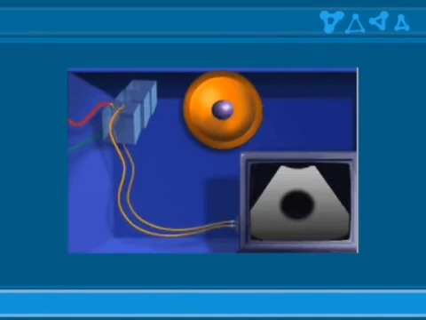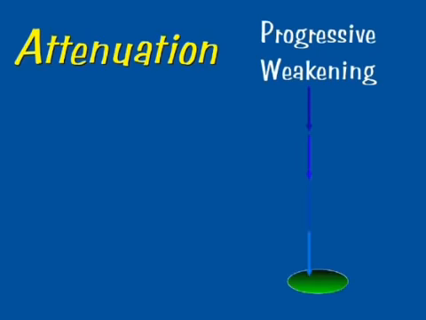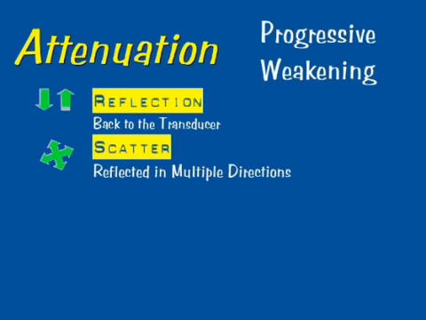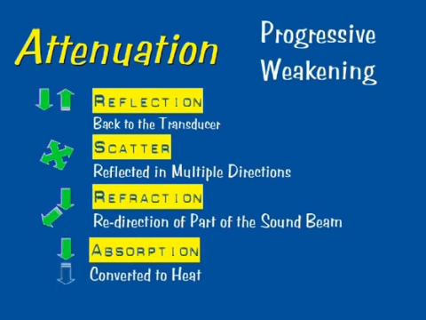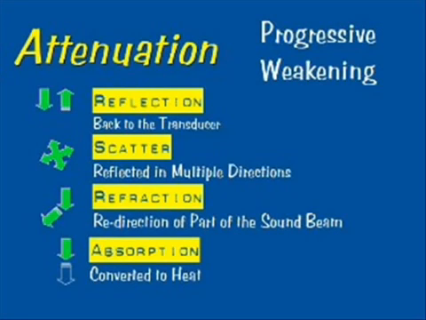The fate of ultrasound in the tissue determines what we see on the screen. Ultrasound is attenuated progressively as it goes through the tissue. It can be reflected back to the transducer, scattered in multiple directions, refracted in new directions, or absorbed by the tissue and converted to heat.